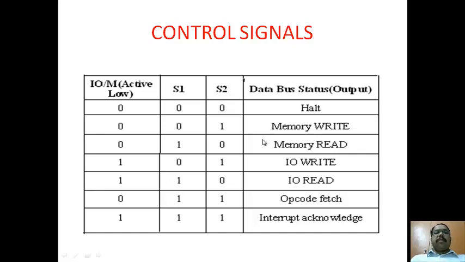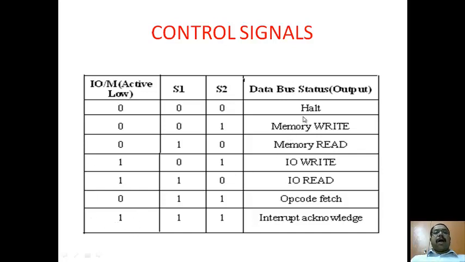Then common for memory read and memory write, that IO bar M pin is 0. Then for write it is 0 1, for read it is 1 0. Same case for input output read. Okay, this interrupt acknowledge is sequences S1 and S2 are 1, and from input output device only you can get interrupt. Interrupt will not come from memory, so that is 1.